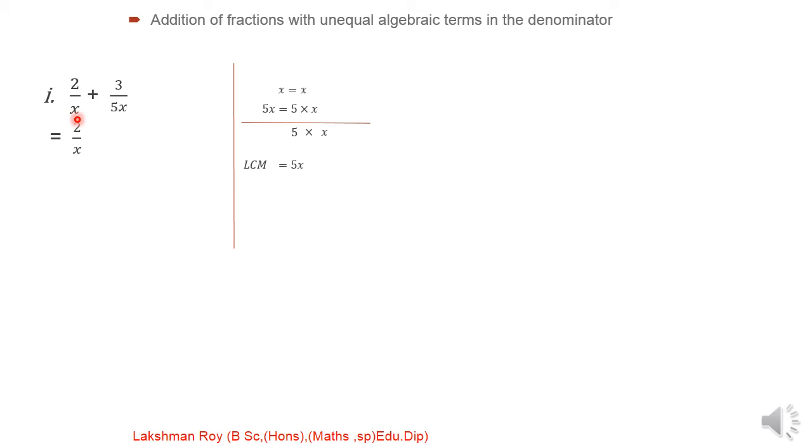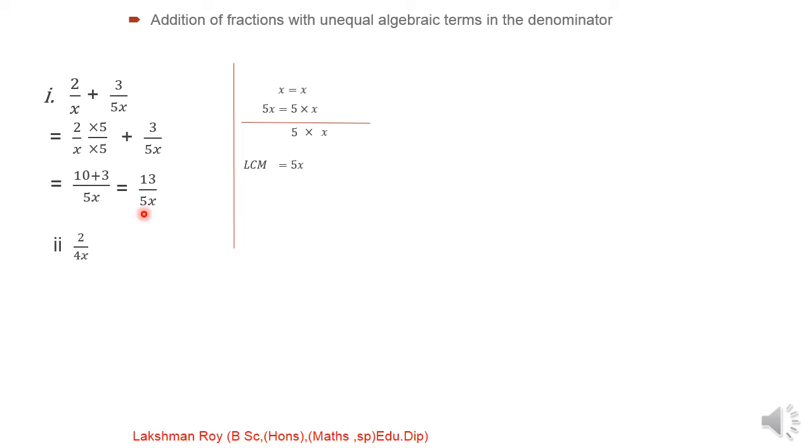Here how to make 5x? For 2 over x, x should be multiplied by the number 5, right? Both numerator and denominator are multiplied by 5. The second fraction, nothing to do. Then you get both denominators 5x. You can see x into 5, 5x, 5x, denominators equal. So here numerator 2 into 5, 10, plus 3, right? So then you get 13 over 5x, right?